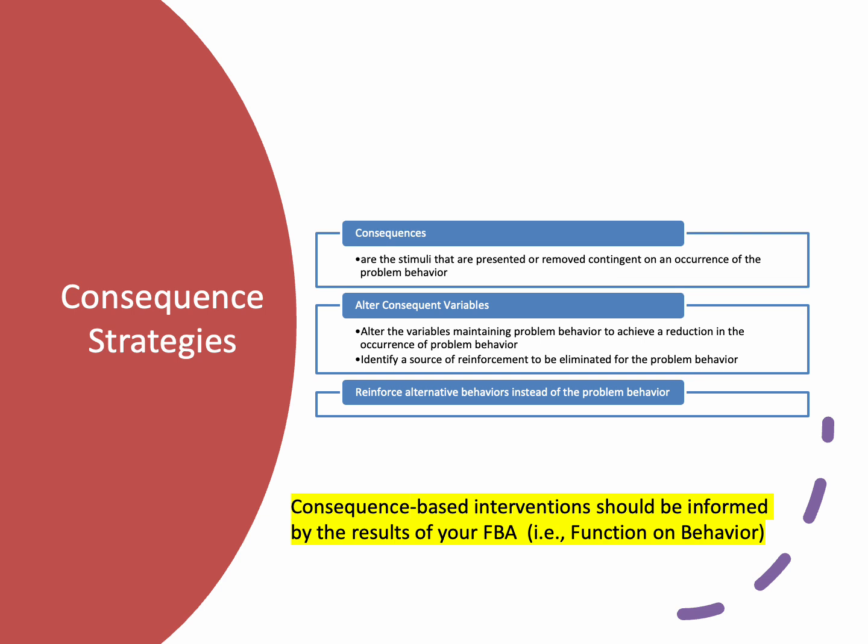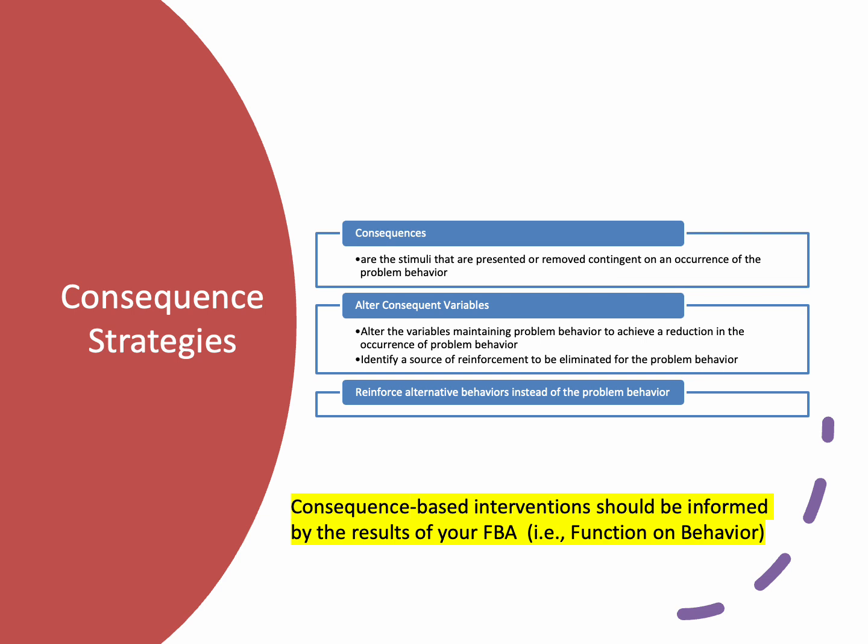So let's review what consequences are. Consequences are those stimuli that are presented or removed contingent on an occurrence of the problem behavior. If you recall, for antecedent strategies, I said the behavior does not need to occur. You don't need to wait for the problem behavior to occur to implement an antecedent manipulation. Rather, we change certain environmental variables to make it less likely for the behavior to occur. Whereas with consequences, the consequence is always going to follow behavior. Always. So it's always something that we modify following a problem behavior.